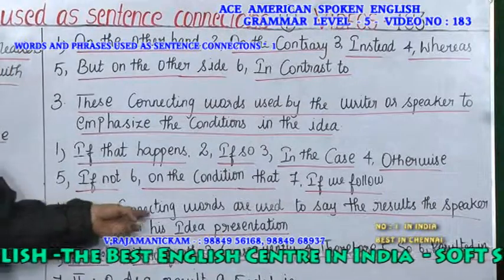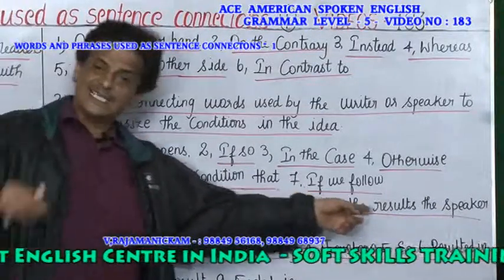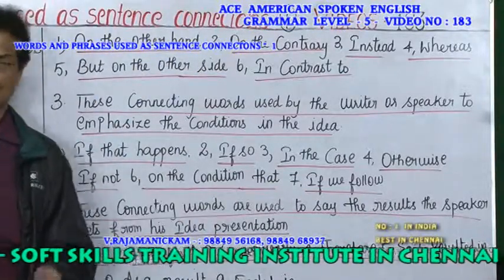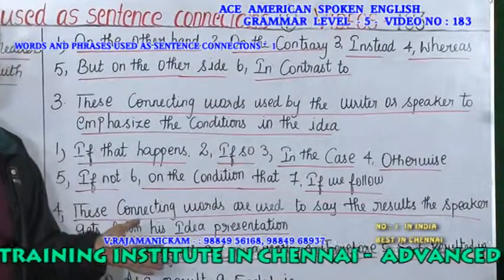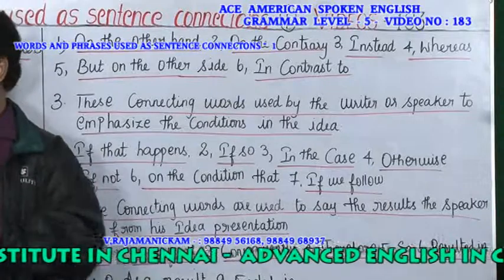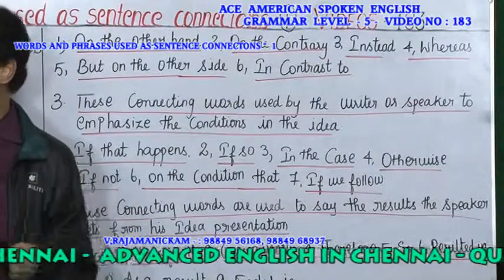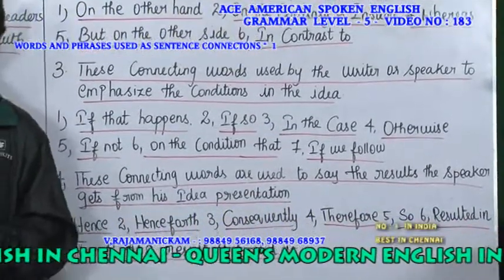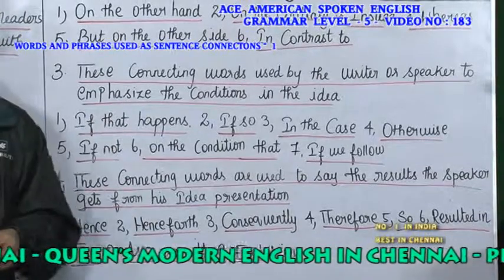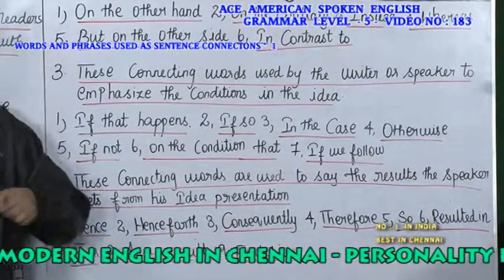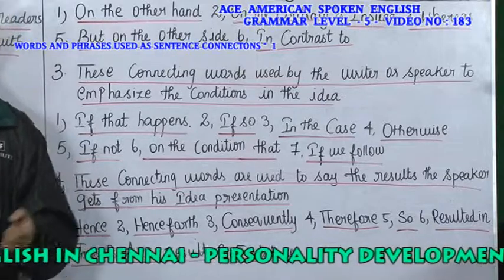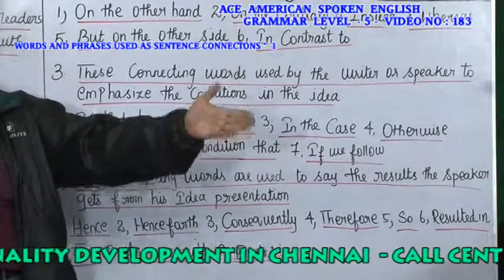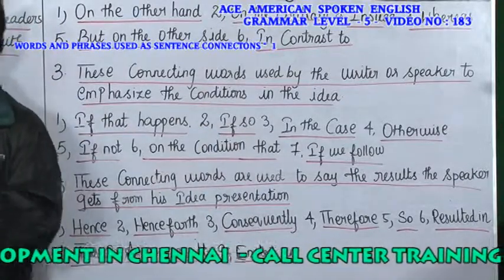Now, these connecting words are used to say the results the speaker gets from his idea presentation. So, these are the words used for getting results. Getting results means what? Finally, you are getting a result. I studied well, hence I got 70% marks. Henceforth, I started doing exercise. Henceforth, I am going to have a good body. Consequently, he studied very hard. Consequently, he got good marks.